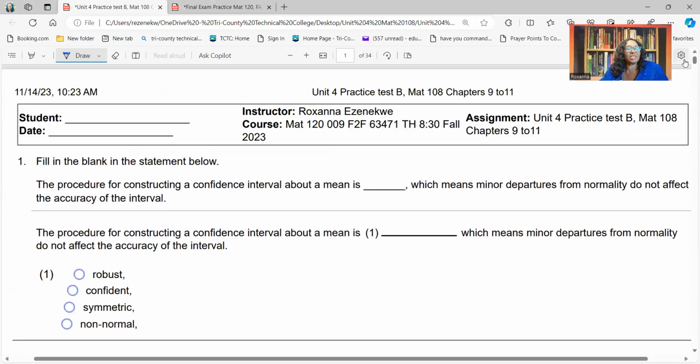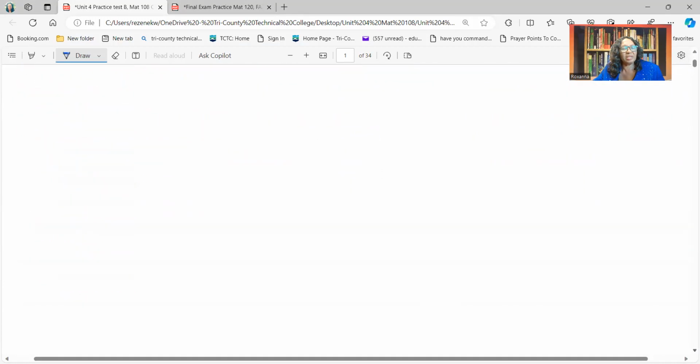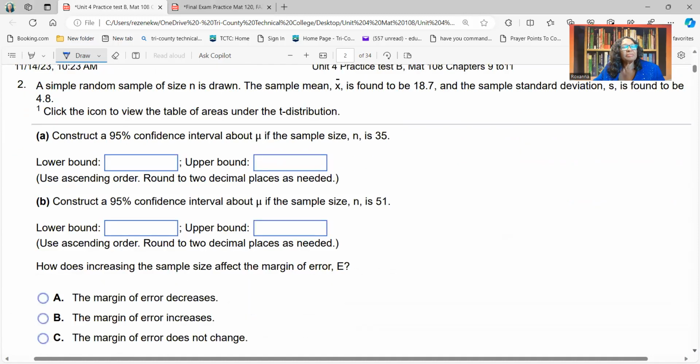By the way, let's answer this question. It looks easy, but let's answer it. Fill in the blank in the statement below. The procedure for constructing a confidence interval about a mean is robust. It's robust, which means that minor departures from normality do not affect the accuracy. That is why you can actually use skewed data to do confidence interval. It's robust because I can throw in a question like that so that you can make a good grade. Okay.